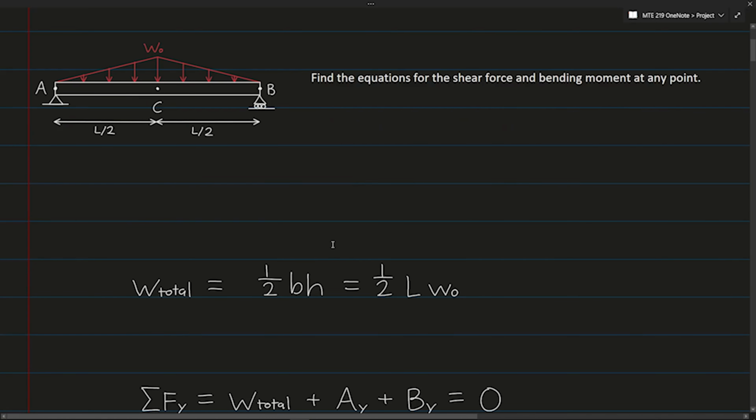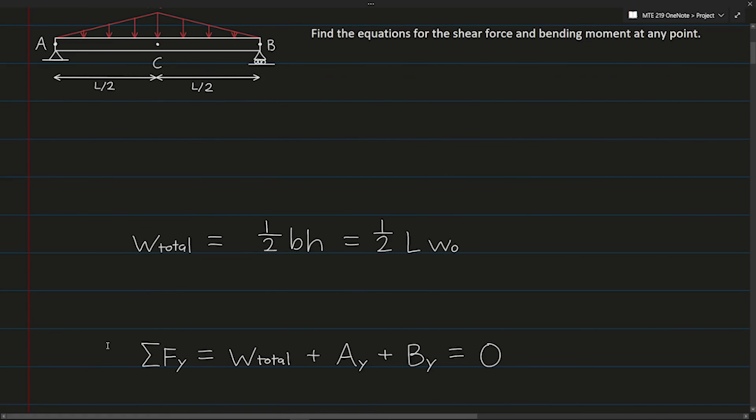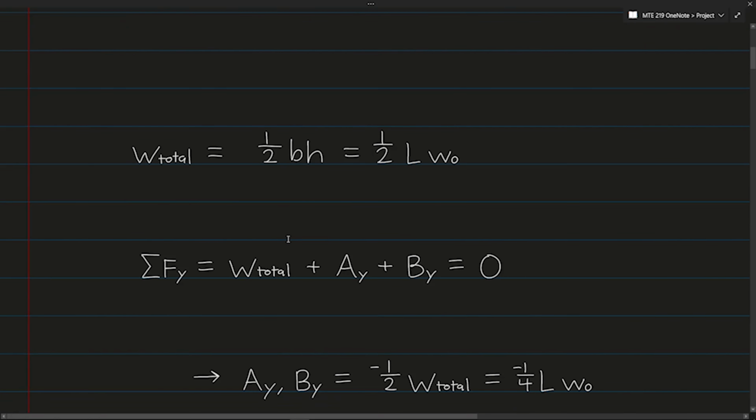Now, since the summation of the forces in the y direction is 0, we get this equation: the total load plus the reaction force in the y direction at A and the same at B is equal to 0. Since the beam and loading are symmetric, the reaction forces at A and B are equal, each being negative 1/2 the total load. So we rearrange the equation and solve using the value we got earlier to find that the reaction in the y direction at A and B is equal to negative 1/4 LW.